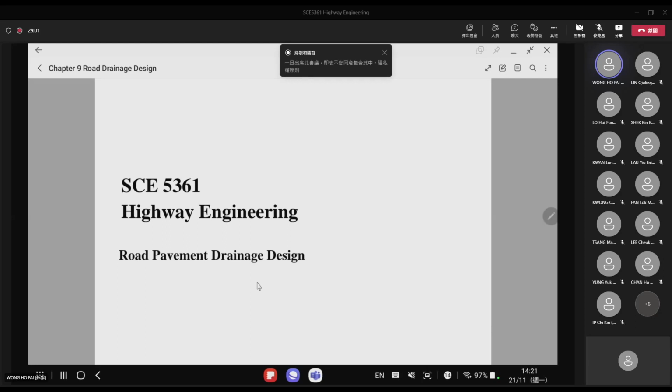So those are the questions, and they have been studied by the Highway Department. They have already published a guideline, or we can call it guidance notes, to let engineers know how to design the drainage system. So today we will mention those questions and the design of the drainage system on the highway. Okay.